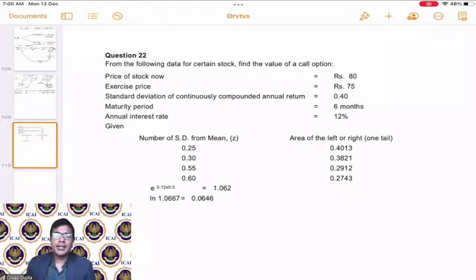Good morning, students. Today we will continue with the topic of Black-Scholes model. In the previous session, we discussed the formulas, and in today's session, let's start with a question on the same.